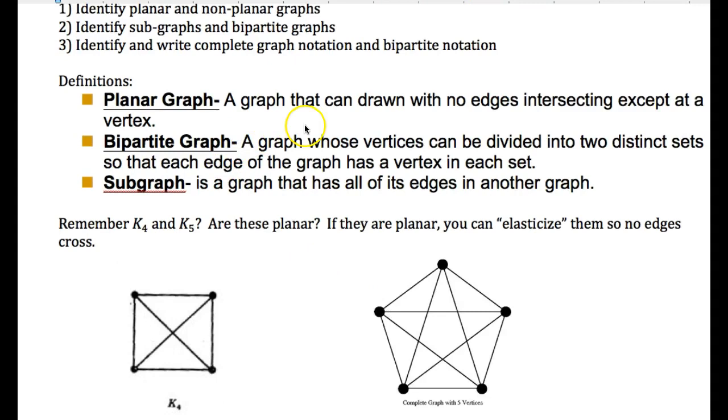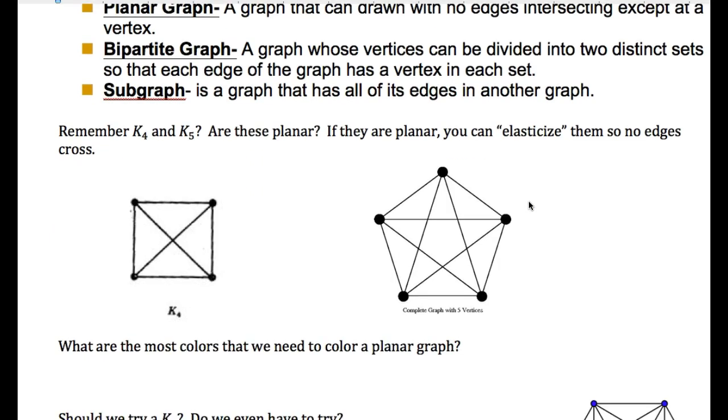Definitions: a planar graph is a graph that can be drawn with no edges intersecting except at a vertex. And so the edges can't cross over each other. A bipartite graph is a graph whose vertices can be divided into two distinct sets so that each edge of the graph has a vertex in each set. Essentially, you have two sets of vertices and you can't connect within each one of those sets, but you connect to the opposite side. We'll show you. A subgraph is a graph that has all of its edges in another graph, and so it's just a small piece of a bigger graph.